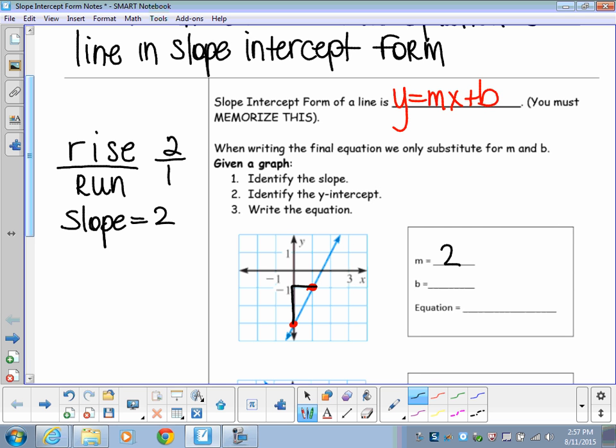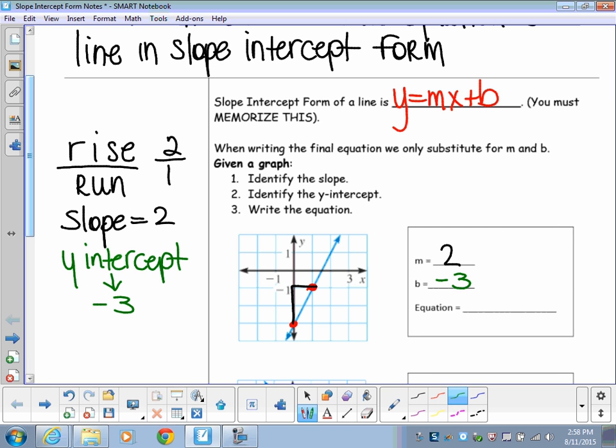Now we're going to find our y-intercept. Your y-intercept is the number where that line hits your y-axis. What number does my blue line hit my y-axis? And the number is -3. So my y-intercept is -3. I go over to my box once again, and right next to b equals, I'm going to write -3 because that is my y-intercept.